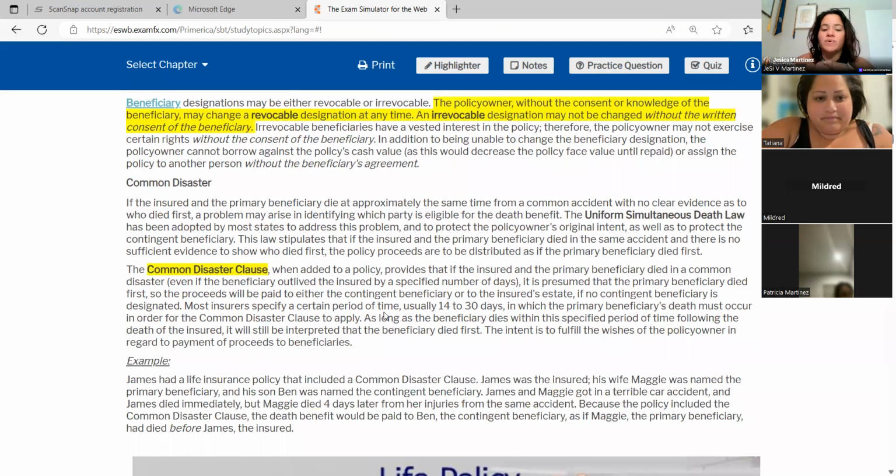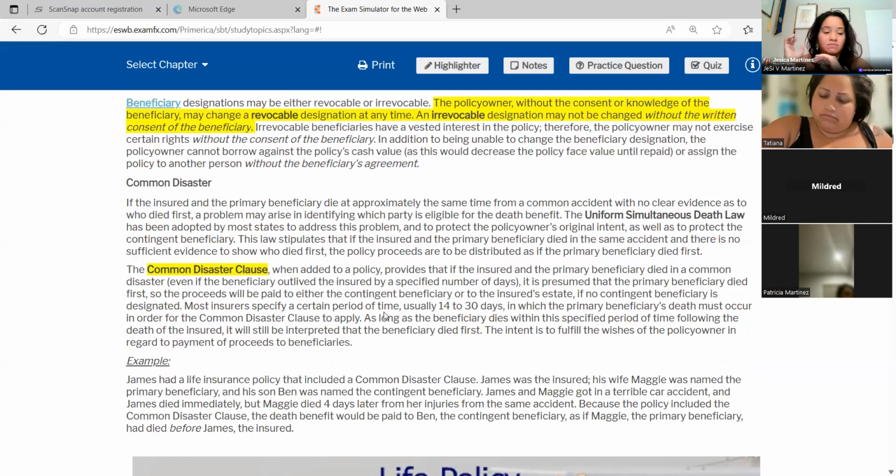Common disaster clause, when added to the policy, provides that if the insured and the primary beneficiary died in a common disaster, it is presumed that the primary beneficiary died first. So the proceeds will be paid either to the contingent or the insured's estate. This is so even if the beneficiary outlived the insured by a few days.